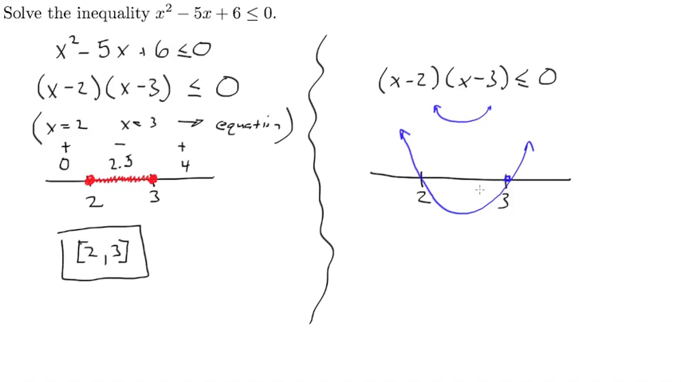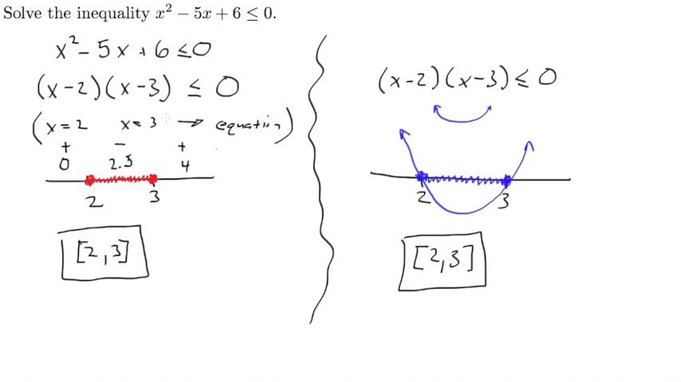So based on what I know about the shape of my graph, I know that I'm going to have to dip below the x-axis between 2 and 3 and be above the x-axis to the left of 2 and to the right of 3. Or in other words, I'm going to be 0 when x equals 2 and 3 and less than 0 between 2 and 3. So once again, I get that my answer must be the interval from 2 to 3 inclusive.